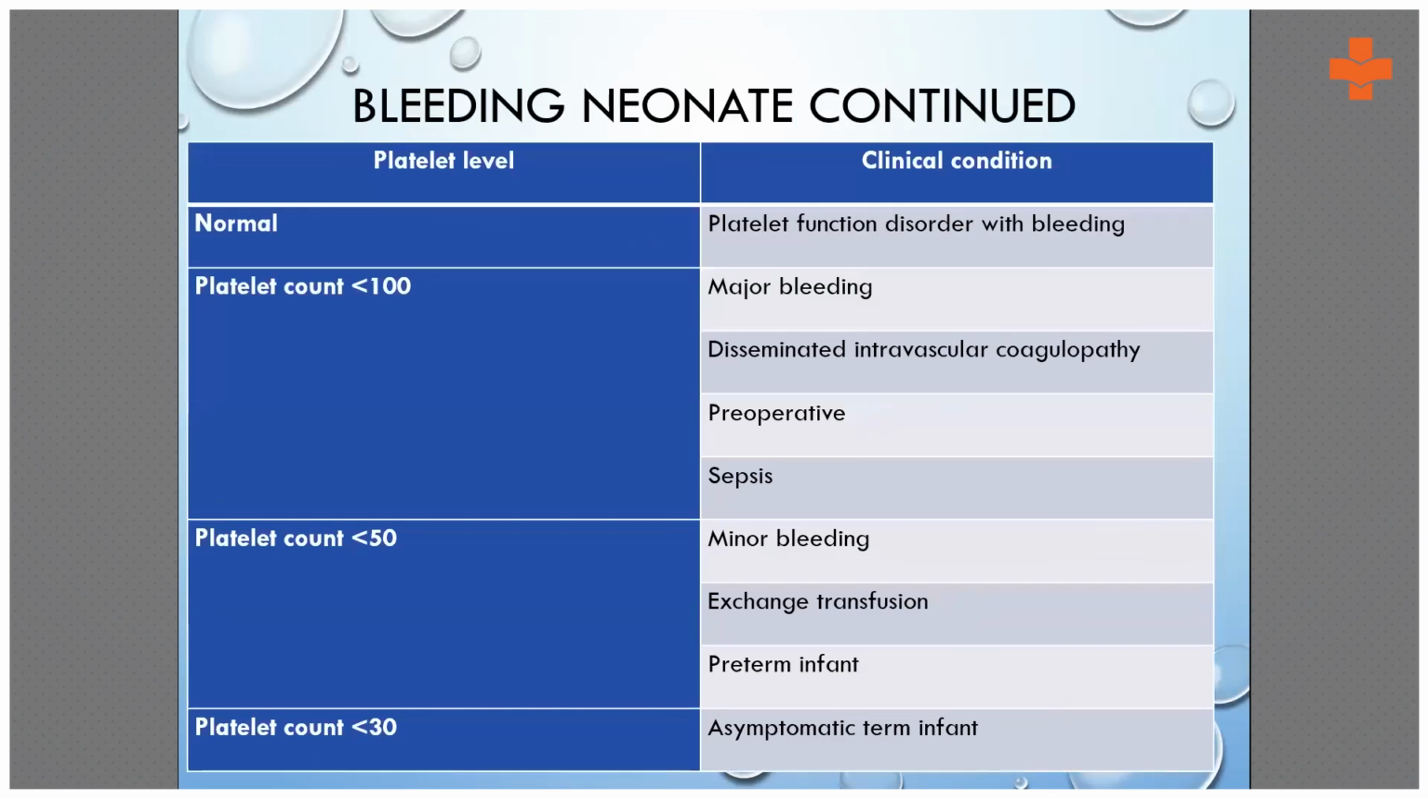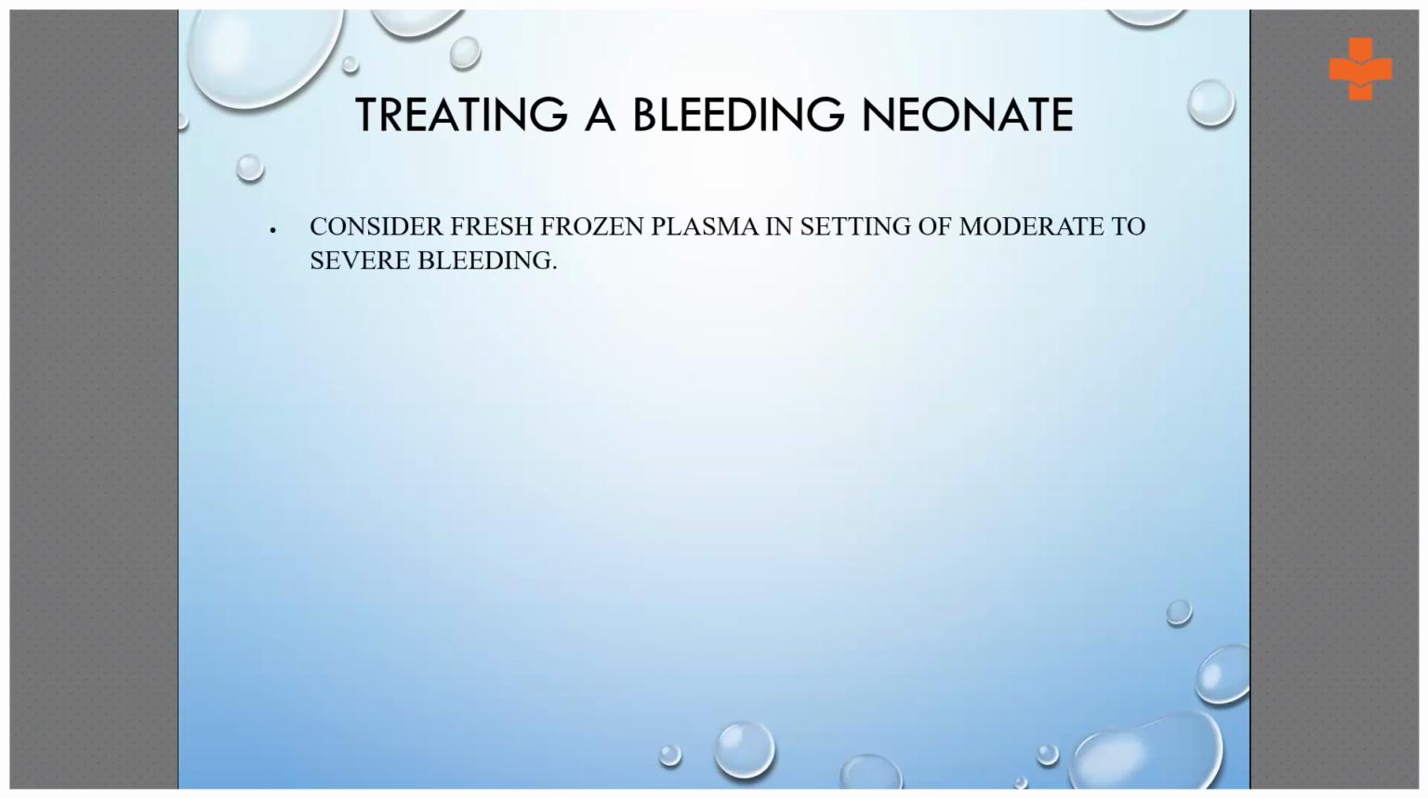Now, you have to understand this. This is a very important slide I have taken out. If the platelet levels are normal, think of a platelet function disorder with bleeding. If the platelet count is less than 100,000 and there is major bleeding, DIC and sepsis should be considered. If the platelet count is less than 50,000 with minor bleeding, consider transfusion, and in preterm infants, in sepsis. If the platelet count is less than 30,000, in an asymptomatic term infant.